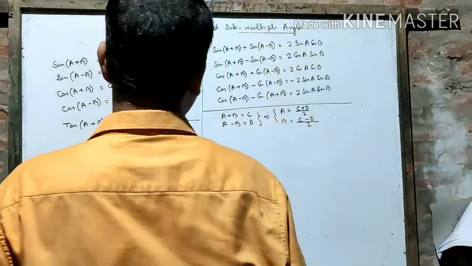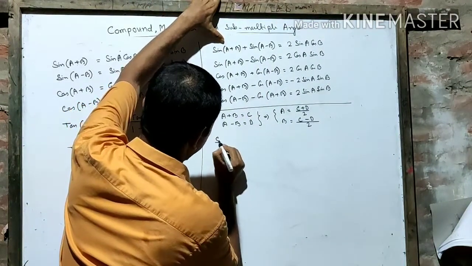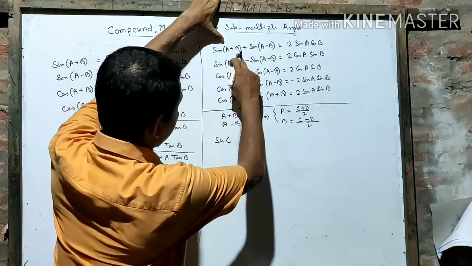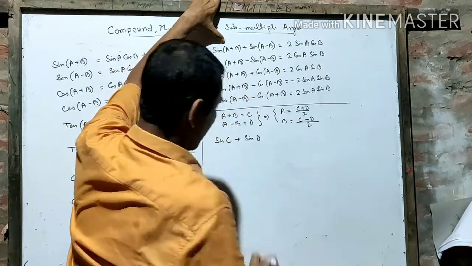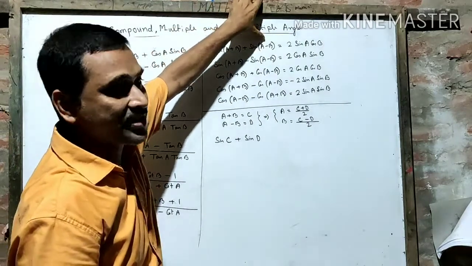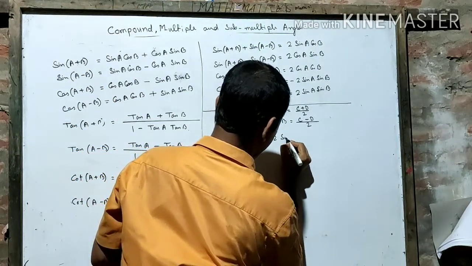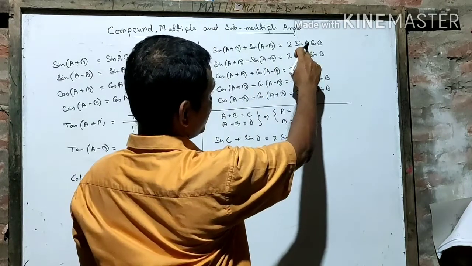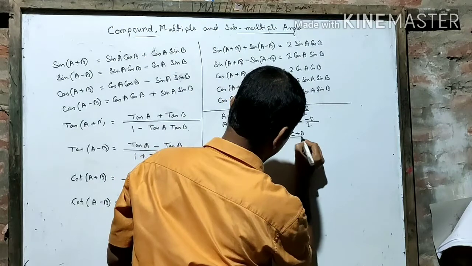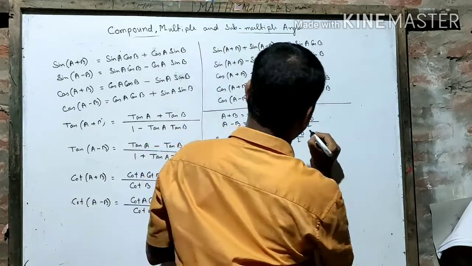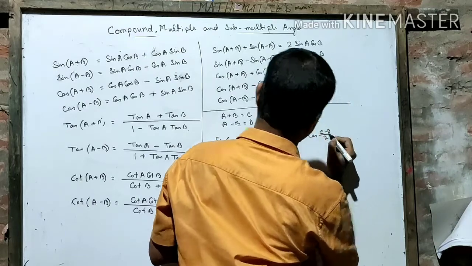So what do we look at? We have taken A + B as C. Therefore, sin(A + B) becomes sin C and sin(A − B) becomes sin D. So it becomes sin C + sin D = 2 sin A cos B. And what is A? (C + D)/2. And what is B? (C − D)/2. So 2 sin((C + D)/2) cos((C − D)/2).